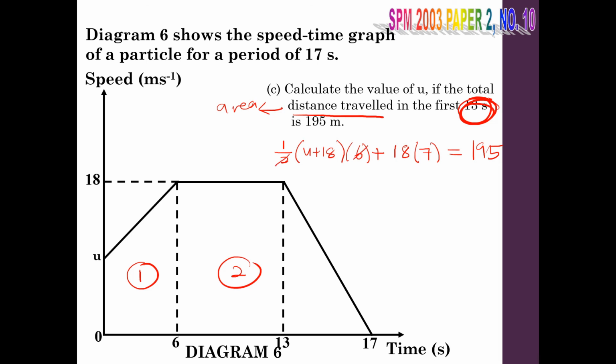So we solve this one, we get 3u plus 54, and then 18 times 7 will be equal to 126, which equals 195. So we solve this, we get 3u is equal to 195 minus 126 minus 54, which is 15. And u will be equal to 15 divided by 3, which is 5. So u is equal to 5. That's the answer for question C.